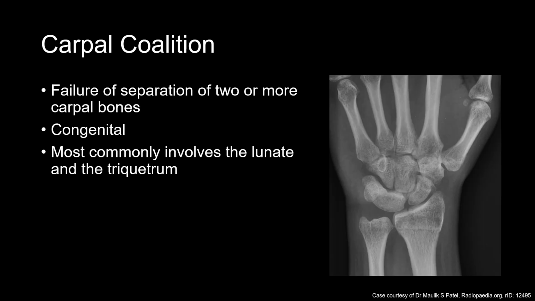Carpal coalition is the failure of separation of two or more carpal bones. Most commonly it involves the lunate and the triquetrum. So you can see here you have the scaphoid, and then you'd expect both a lunate and a triquetrum, but they're both one bone. If you look, you can see a very slight articular or rudimentary disc-like structure there where they should have separated but didn't.